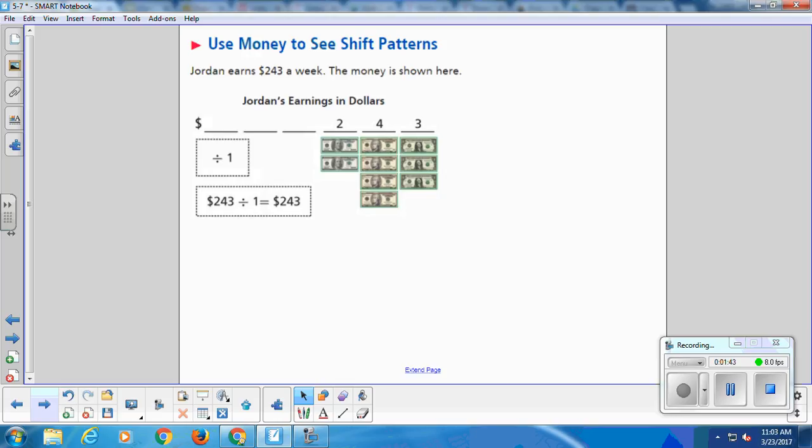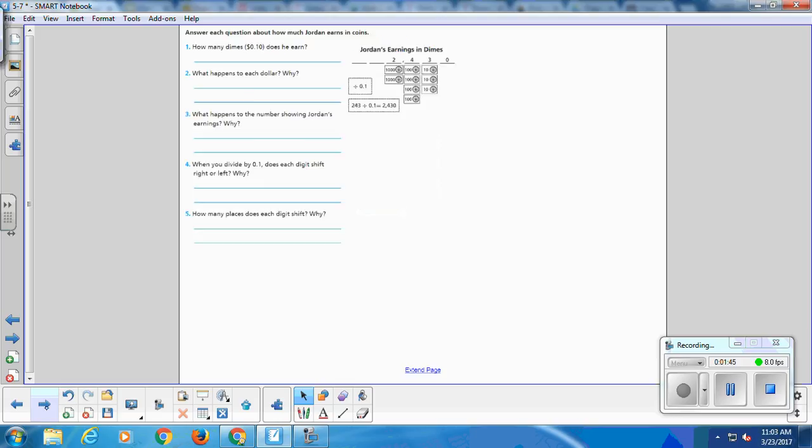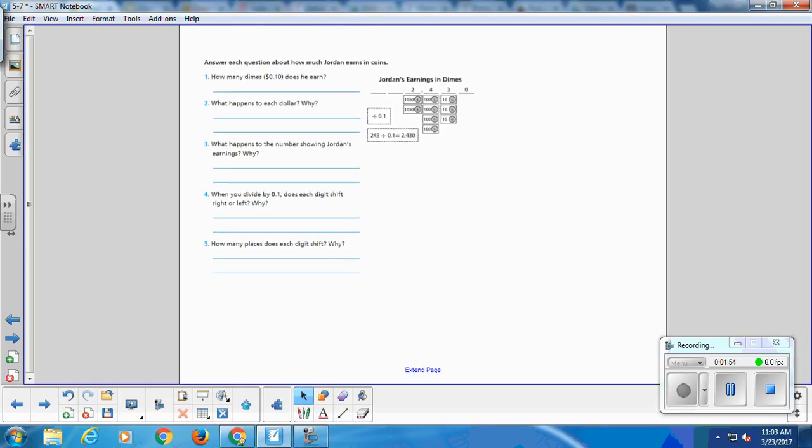But what happens when, ooh, this is really tiny. What happens when, oh, I don't like it. It's too small.